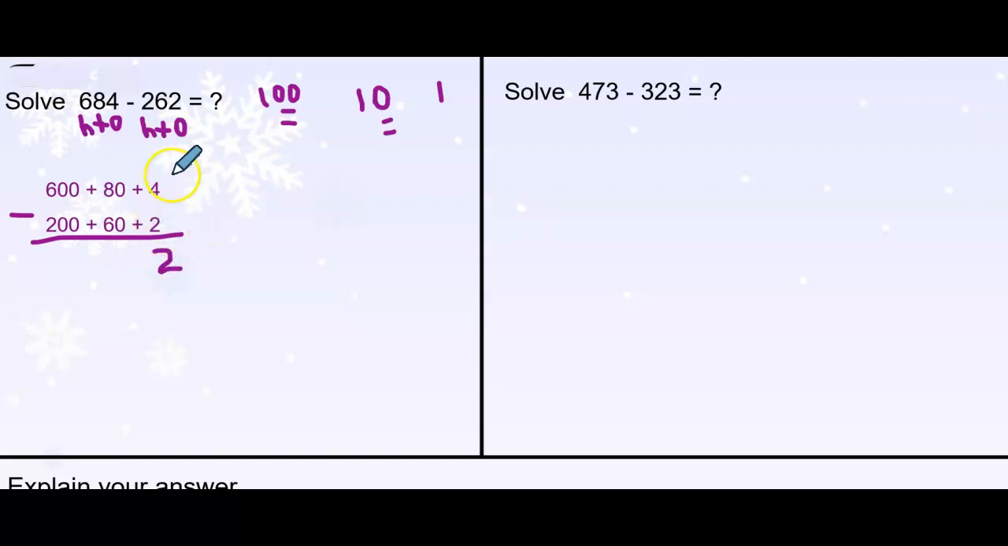Now, you can count up for subtraction. That means you could start at the smaller number and count up to 4 to figure that out. You could also draw out with base 10 blocks. 4 minus 2 is 2. So there are many ways to figure out what 4 minus 2 is.